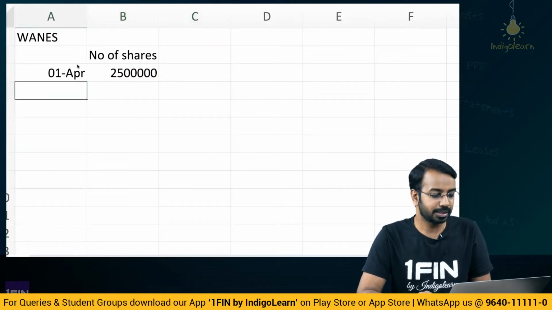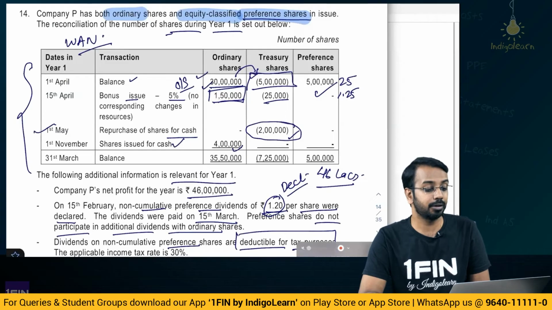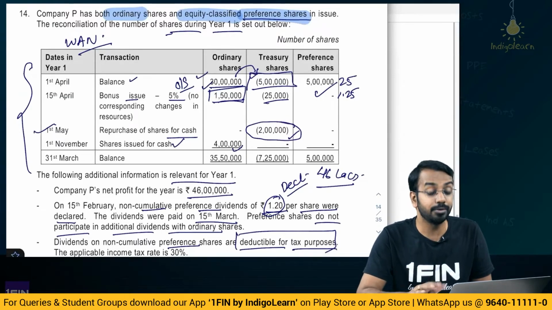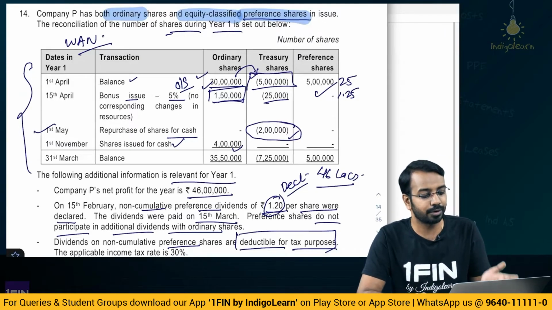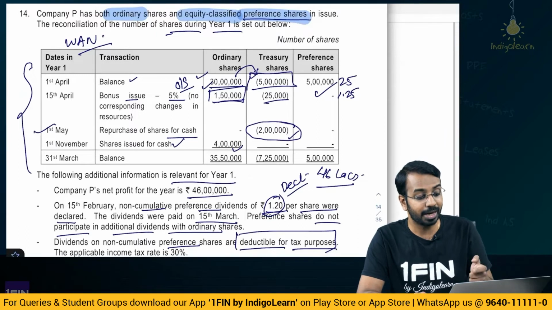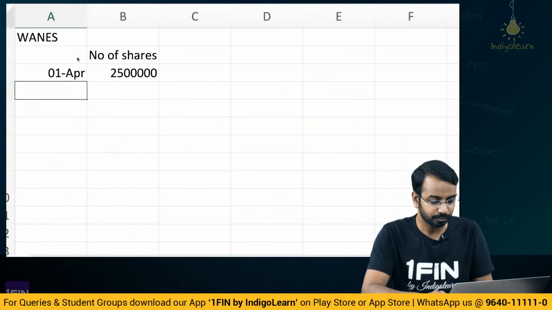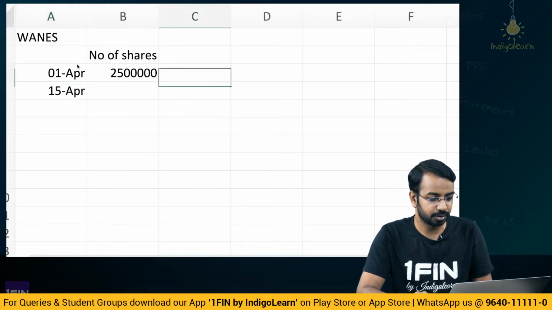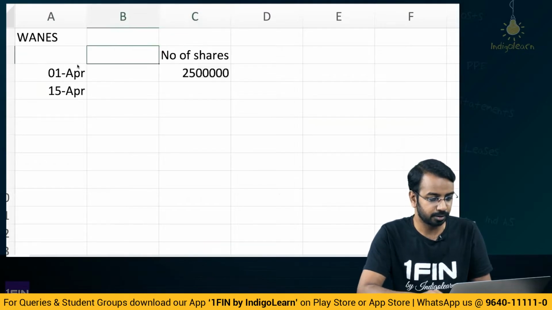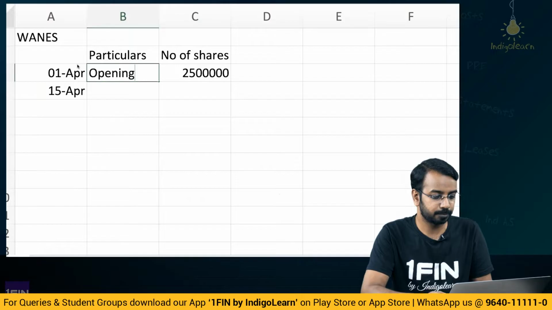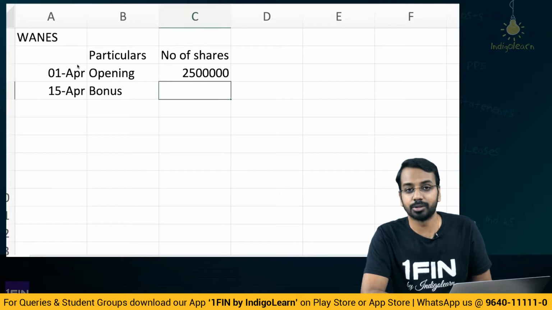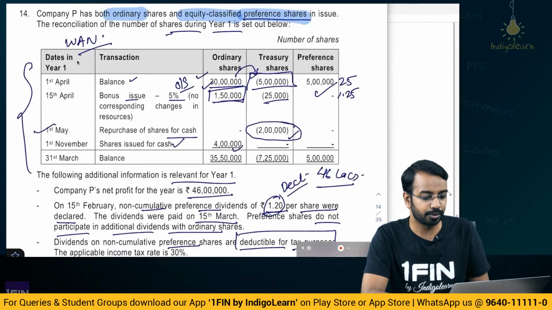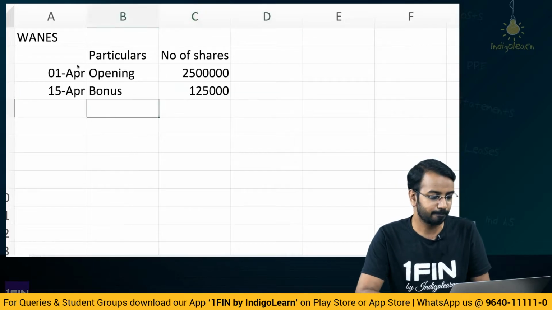Okay. Then, the next issue happened on 15th of April. Now, if something has happened on 15th of April, which is the bonus issue, you will take it as if it is outstanding for the full period. Whatever bonus issue has happened, that also will be considered as if it is outstanding from 1st of April. So, in the particulars: opening 25 lakhs, bonus 5%, which we have calculated to be 1.25 lakhs, so 1,25,000.